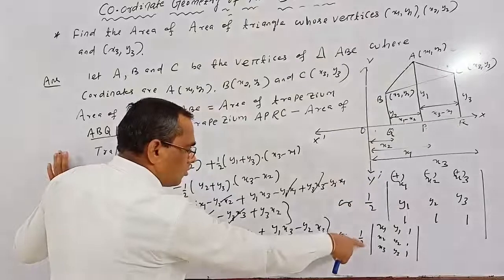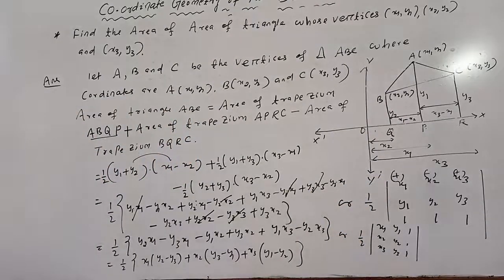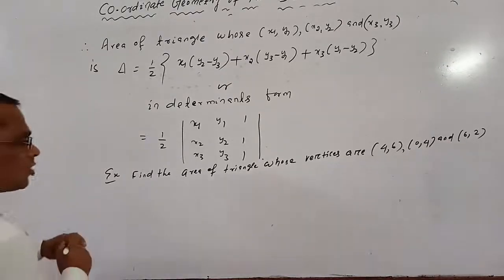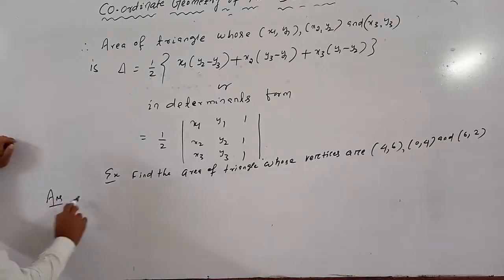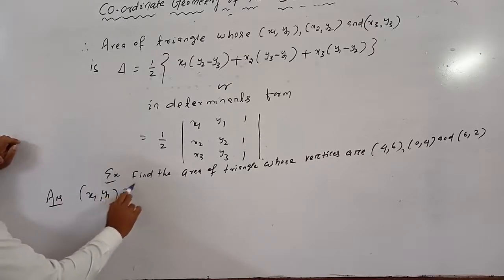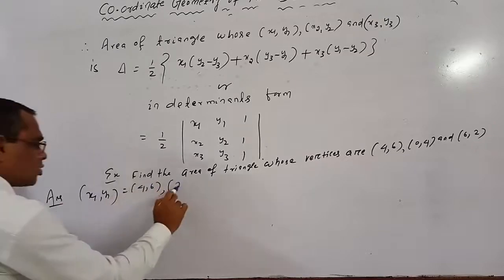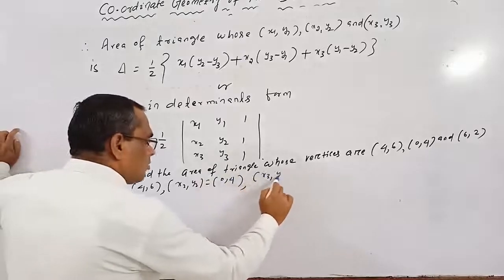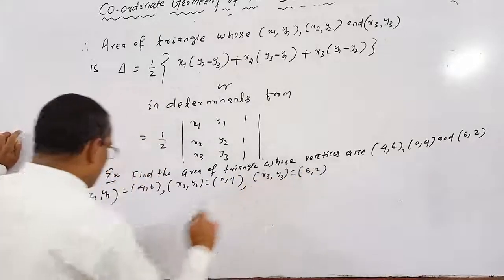So the area of the triangle can be determined by using this formula, or in the form of a determinant, either by rows or columns. Now we will do one question using this formula to find the area. Find the area of a triangle whose vertices are 4 6, 0 4 and 6 2. Okay, so first you have to take the three vertices: x1 y1 equal to 4 6, x2 y2 equal to 0 4, x3 y3 equal to 6 2.